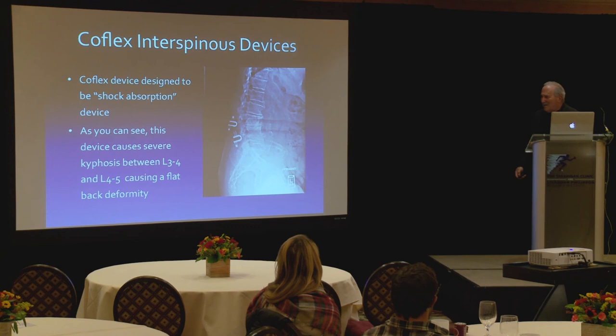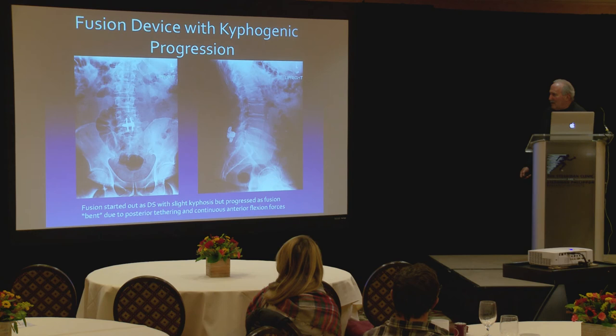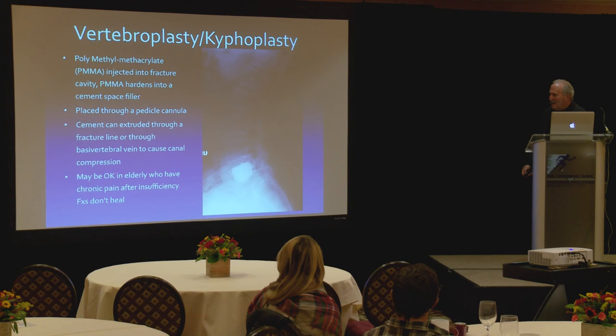So if you're going to do a fusion, do it with pedicle screws. This guy used a clamping device and small screws in the facets, and guess what happened? Pseudoarthrosis. Just do the right thing the first time and you don't have to worry about it. This is another kyphogenic device. I have a whole drawer full of these if you want to see what they look like. And then we won't talk about kyphoplasty. We talked about that before.